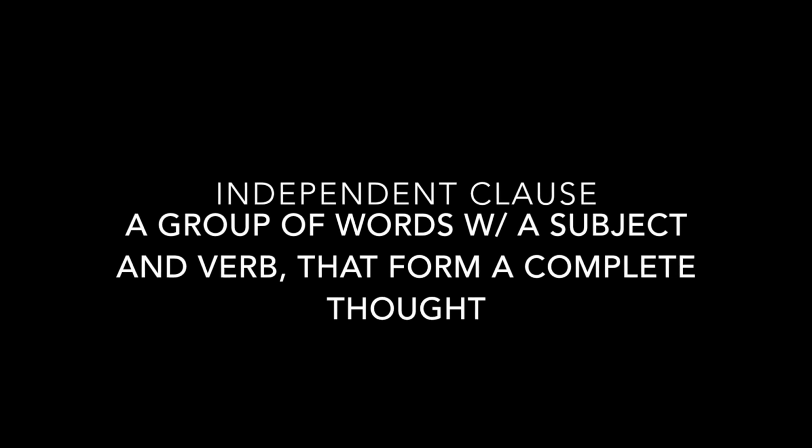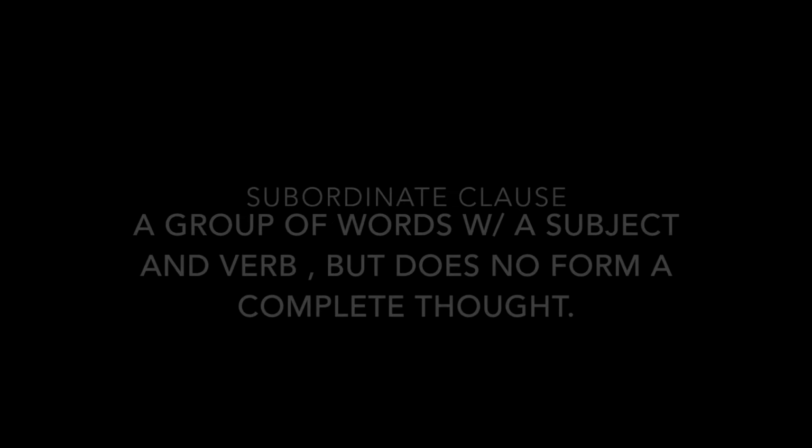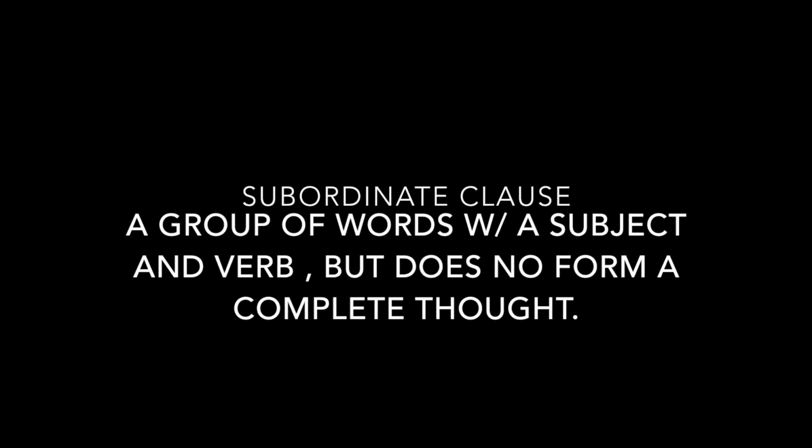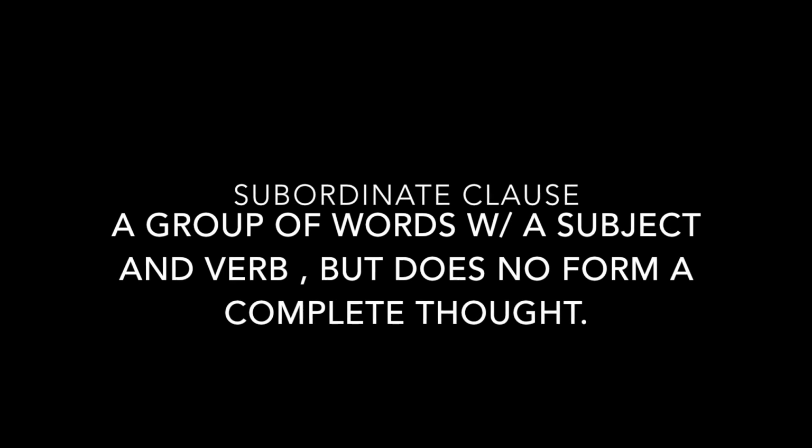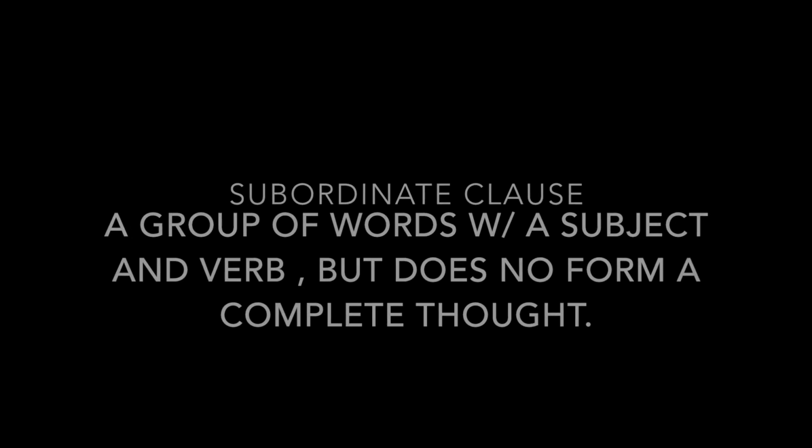Now, underneath the umbrella term of a clause, you have two types of clauses. You have your independent clauses and your subordinate clauses. An independent clause is a group of words with a subject and a verb that forms a complete thought. A subordinate clause is a group of words with a subject and a verb that fails to form a complete thought.